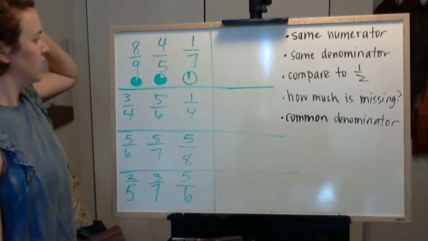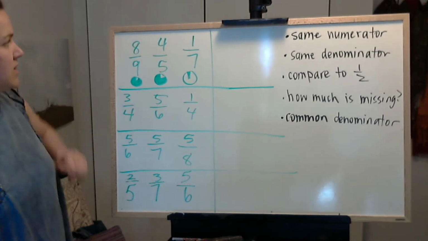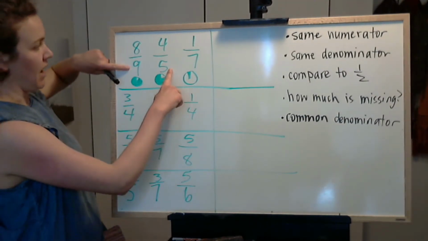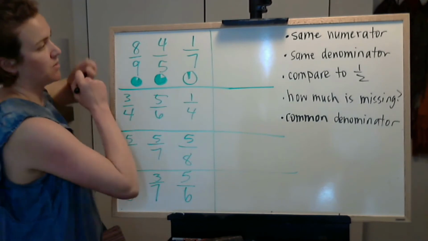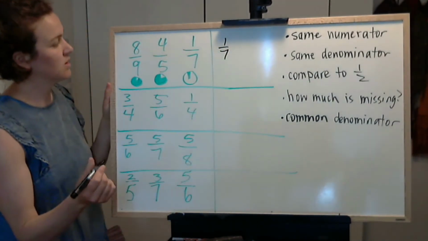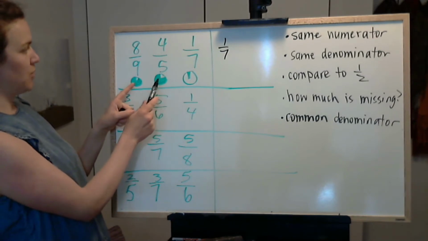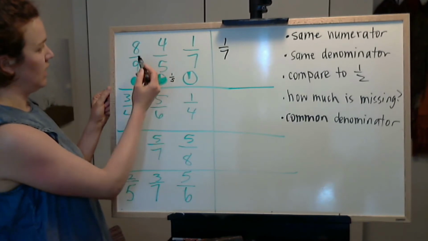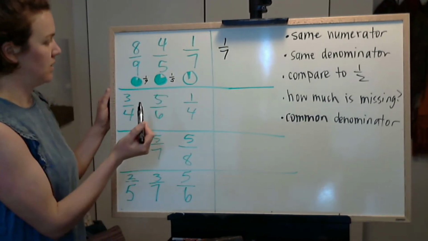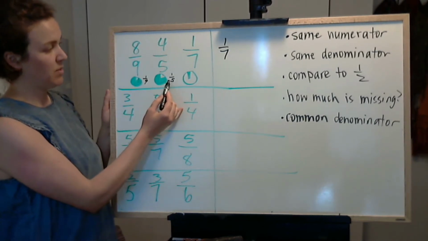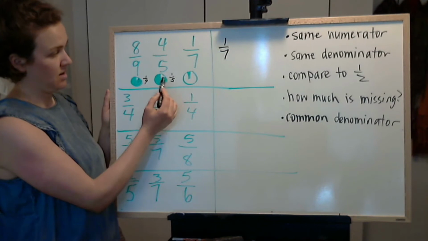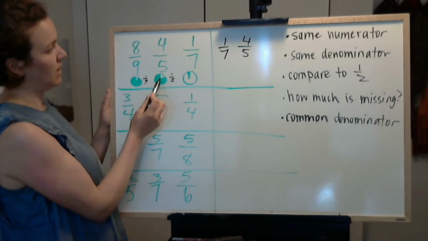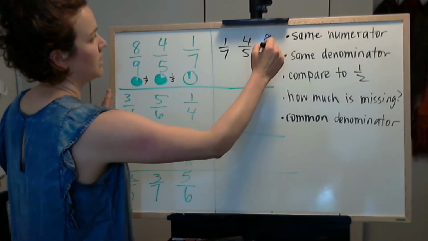Okay, so I'm comparing 8/9, 4/5, and 1/7. Well, both of these are bigger than half, and 1/7 is smaller than half, so I know 1/7 is the smallest. And then I'm going to use how much is missing. So here I'm missing 1/5, and here I'm missing just 1/9. 1/5 is bigger, so that means a bigger chunk is missing, which means I have less of this whole. So then 4/5 is the next biggest, and 8/9 is the biggest of those 3.